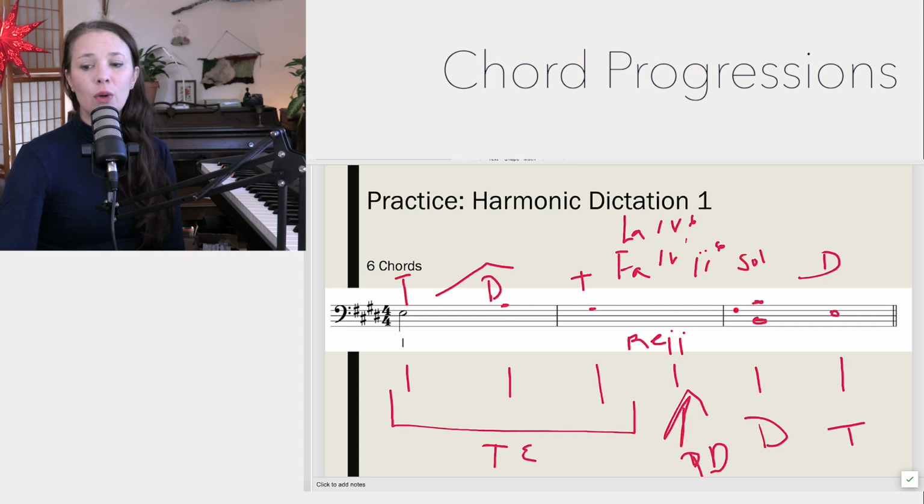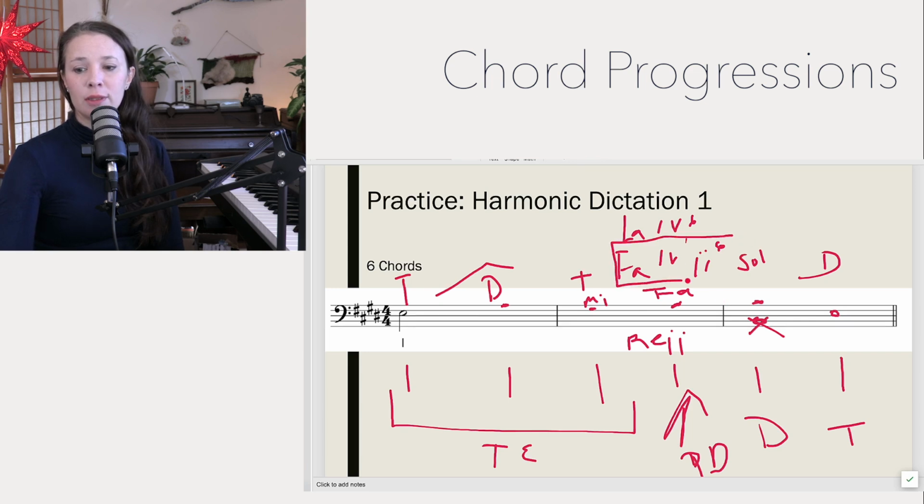And then does it go up by step, down by step, or up by skip? It goes up by step. So it has to be mi, fa, sol, do. It's the upper sol. Okay, so that means these are our 2 options. And we already know our options here, right? We have 1. This has to be a 5-4-2, given our solfege.